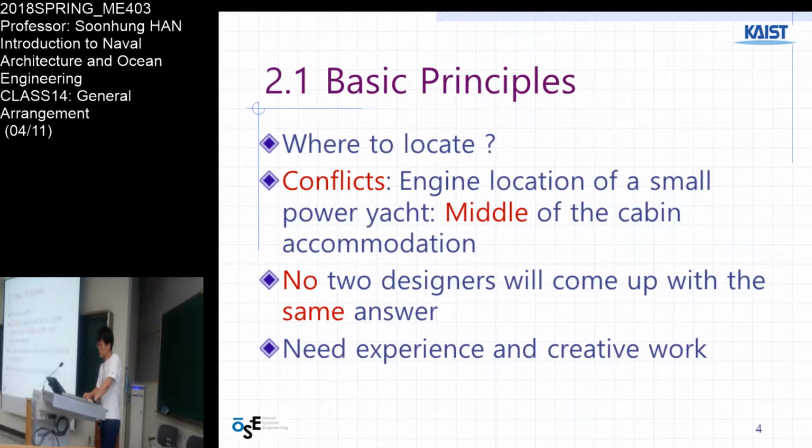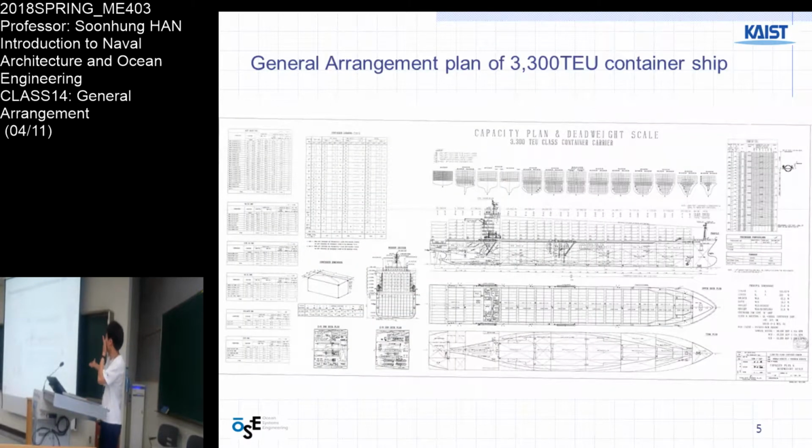Designing is similar to decision making, so there might be infinite ways to solve the problem. So this is a general arrangement drawing for a 3,300 TEU container ship. This is very complicated, right?